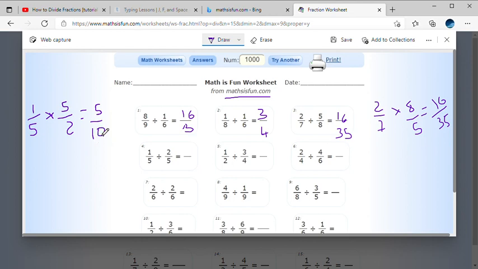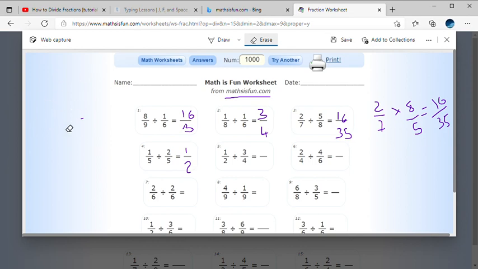We could leave our answer as 5 over 10, but we're going to simplify it, because both 5 and 10 are divisible by 5. So for number 4, our answer is one half: 5 goes into 5 once, and 5 goes into 10 twice. Let me know if you understand how we got that for number 4.